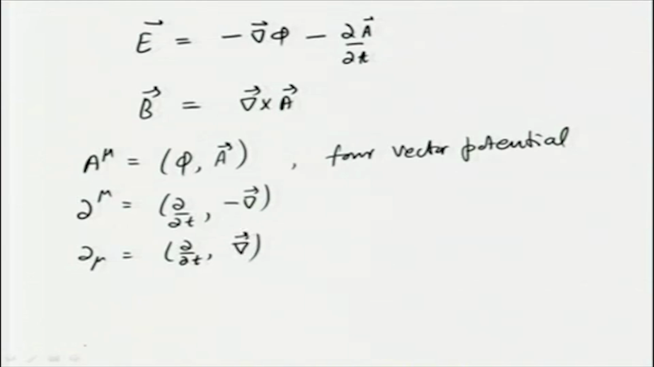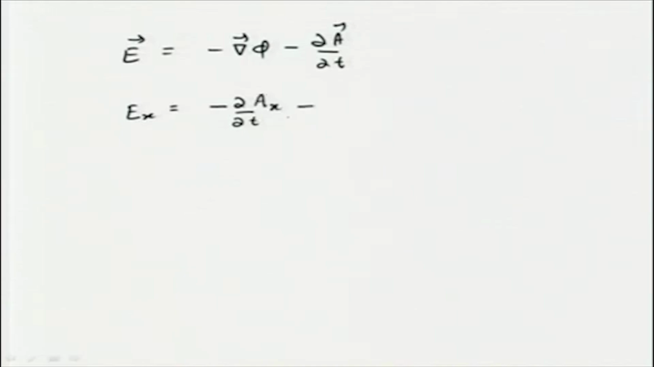So, now let us look at the E x. So, let me write that again for the general one. E is minus grad phi minus dou by dou t of A. E x is, let me first write the derivative term, minus dou by dou t A 1 or A x, minus dou by dou x A 0.